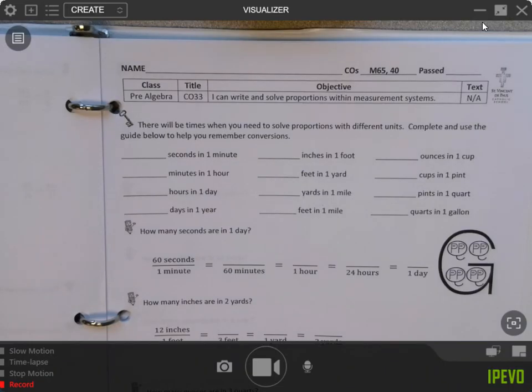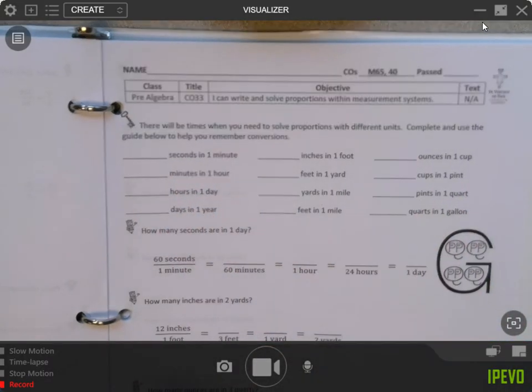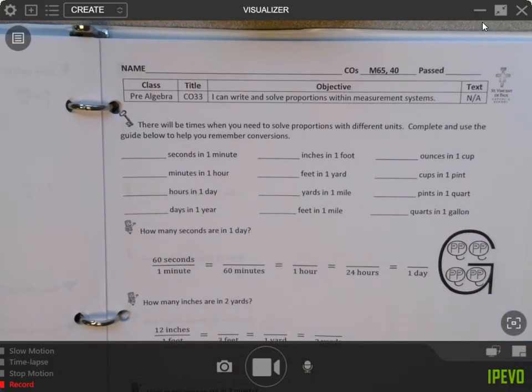Complete and use the guide below to help you remember the conversions. Because remember, inches and feet we need to convert to all be the same. Right? Minutes and seconds we need to convert so they're the same measurement. So we need to know our conversion guides. This guide you will be able to put on your help sheet to help you on the test, because sometimes we go, oh, I know all of that, and then we forget when it's time for the test.